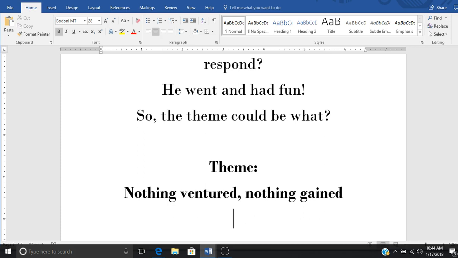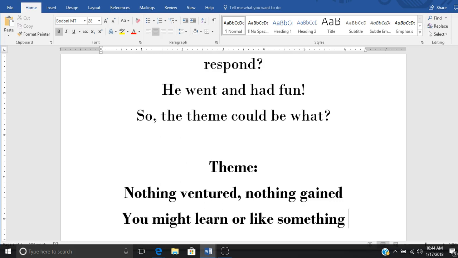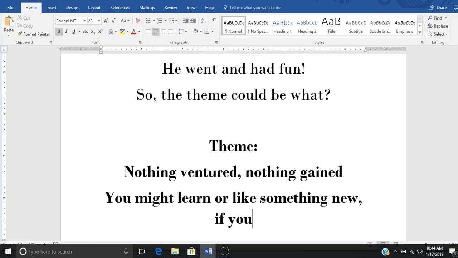Another theme could be you might learn or like something new if you try it. That would be another possible theme. Now, you might have said this exact thing, just using different words, and if what you've already written down for the theme of this story is basically what I have, then you're just fine. But if you maybe didn't quite get it, or if you didn't have anything written down yet, please pause and write this down now. And we have one more step before we're done.